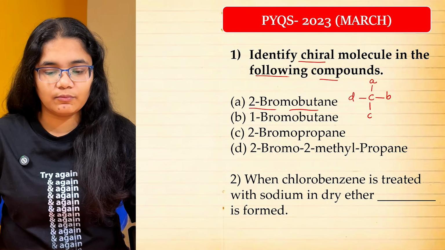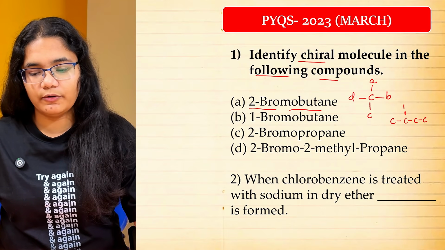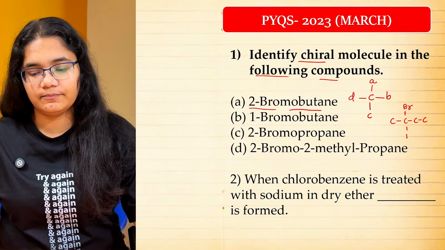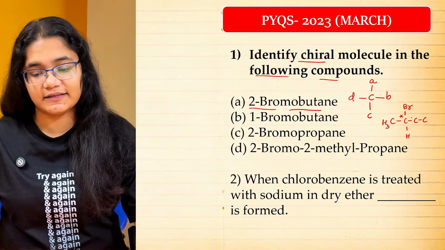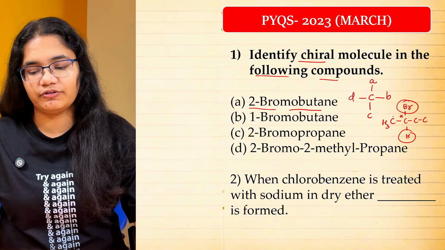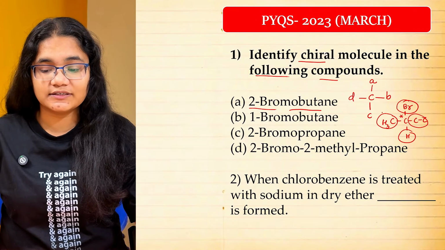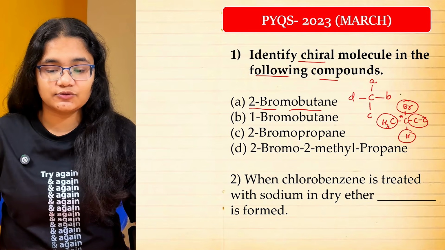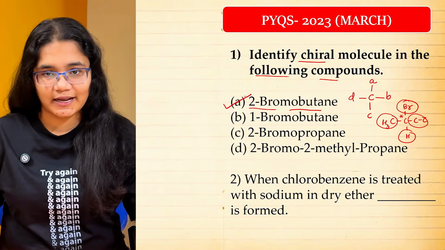If I have 2-bromobutane, a structure like this, can we see that this particular carbon is chiral? Yes, definitely, because on one side it has bromine, on one side it has hydrogen, on one side it has CH3, and on the other side it has an ethyl group. Since all the 4 groups are different, this is a chiral compound. We don't have to check the other options. A is the correct answer.